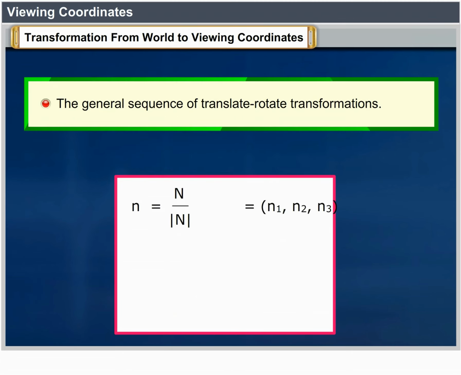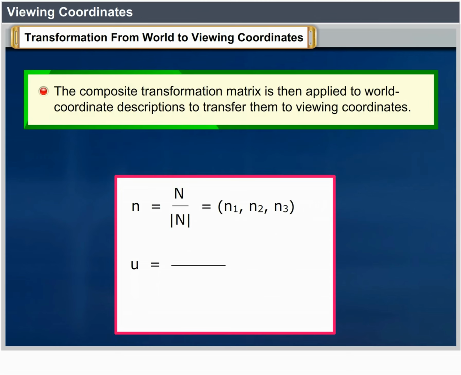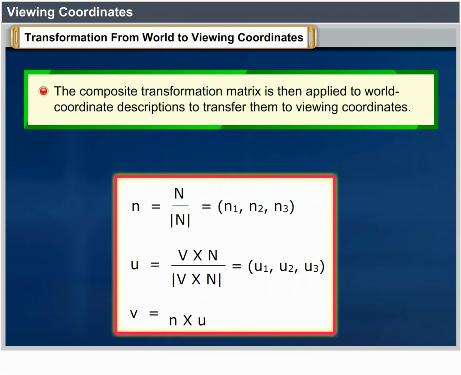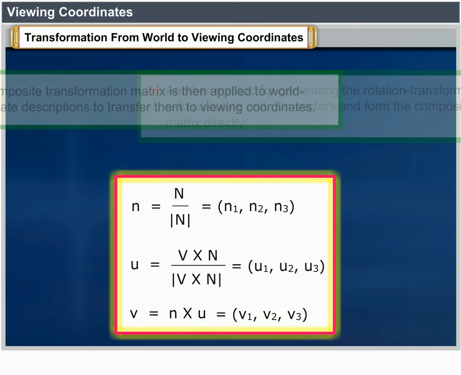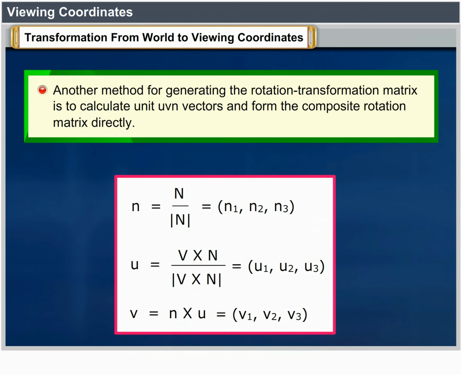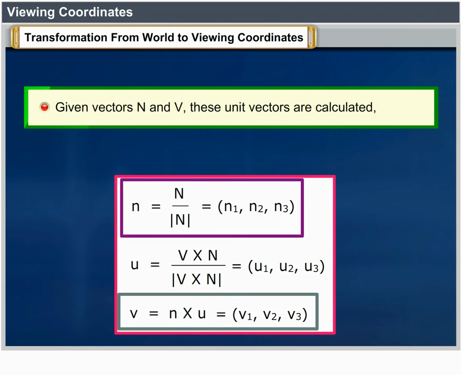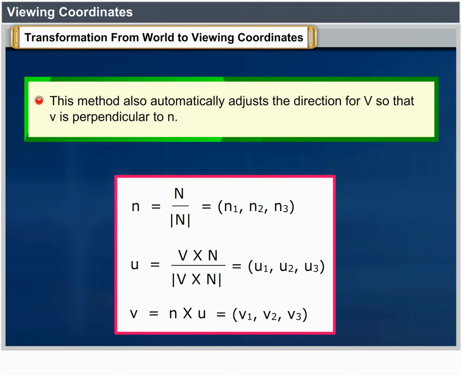The composite transformation matrix is then applied to world coordinate descriptions to transform to viewing coordinates. Another method for generating the rotation transformation matrix is to calculate unit UVN vectors and form the composite rotation matrix directly. Given vectors n and v, these unit vectors are calculated as shown below. This method also automatically adjusts the direction for v so that v is perpendicular to n.